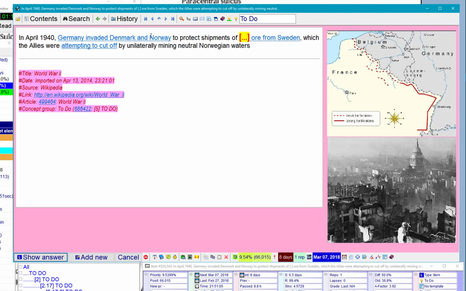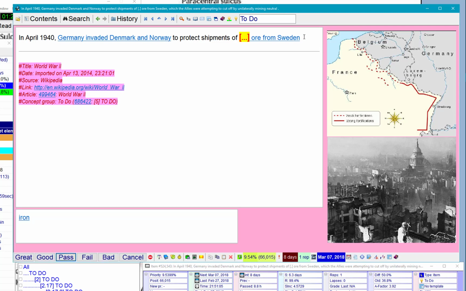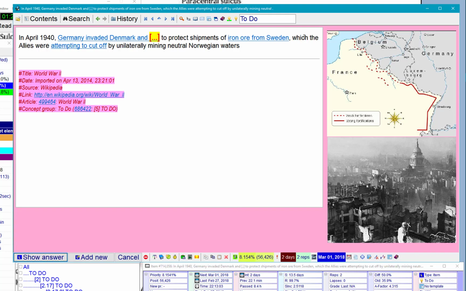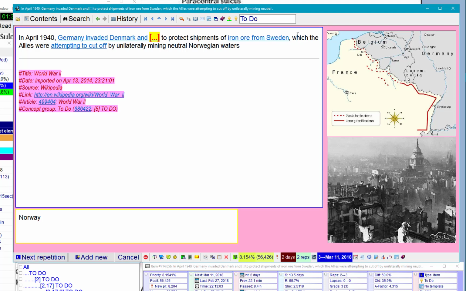Germany invaded Denmark and Norway to protect shipments of iron ore from Sweden. We don't need that part. Alt dot. Okay. Germany invaded Denmark and Norway to protect shipments of iron ore from. Same trick. Alt dot.